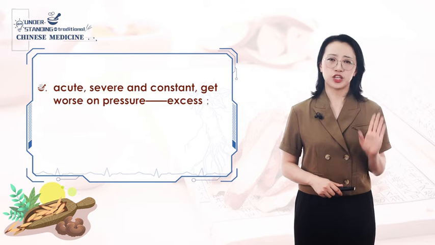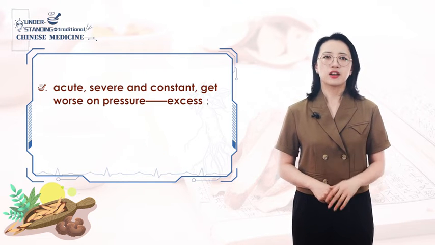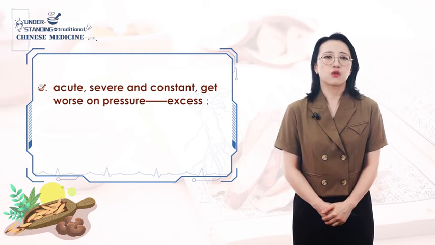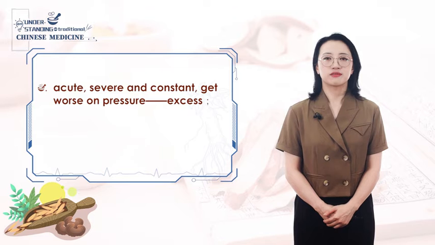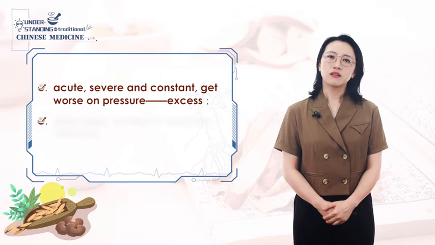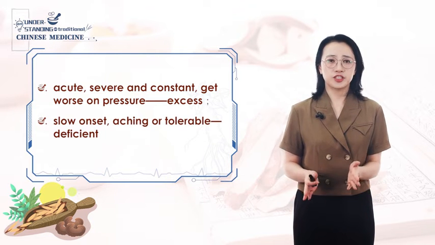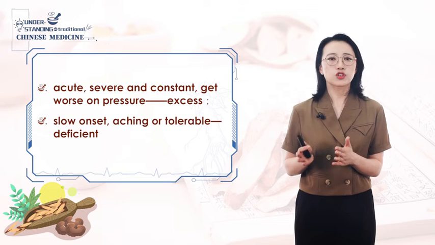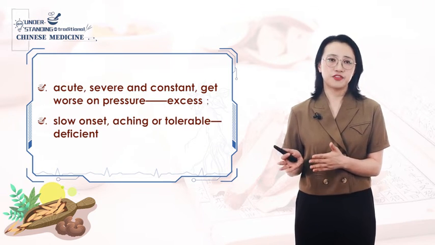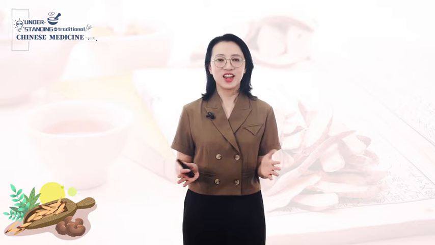If the pain is acute, severe, and constant, and gets worse on pressure, it is an excess. On the contrary, a pain of slow onset, lingering or tolerable, is a deficient one. But we should know this is a general guideline, not totally enough for a concrete diagnosis. We should also inquire about nature, location, causes, and accompanying symptoms.